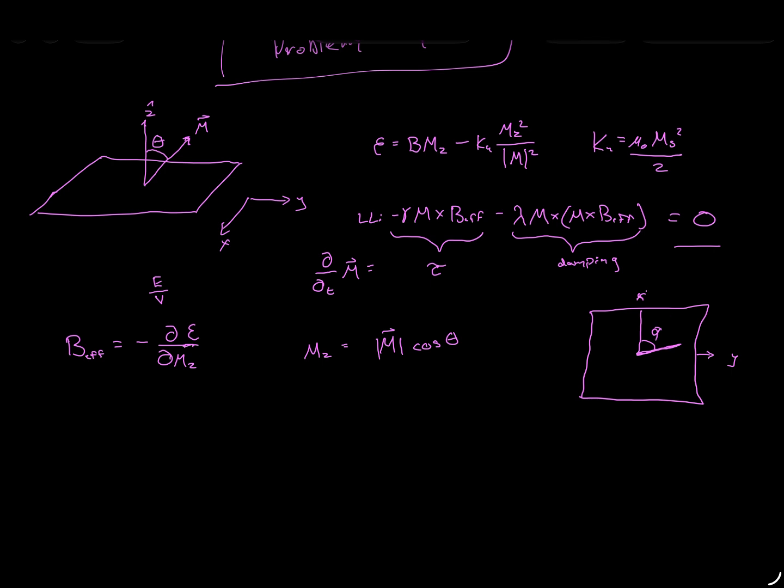Oops, I didn't draw a very good phi. Let me do that again. This is phi, a little bit better. Okay, so this is y, this is x. This is our phi. So we have our m cosine theta is this line, okay?